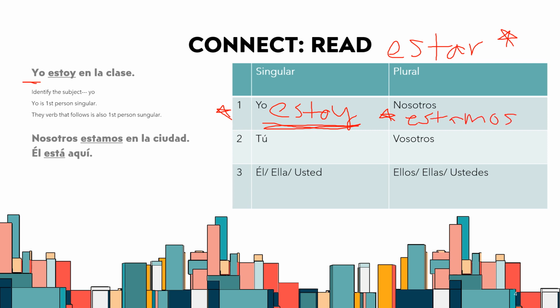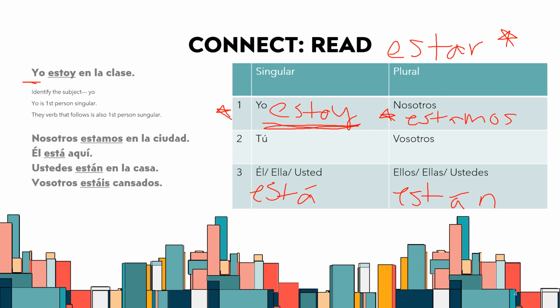All right. Next, I have él está aquí. I see él is in third person singular, so I can put está in third person singular. Ustedes están en la clase. I see ustedes in third person plural. I know that están must also be in third person plural.